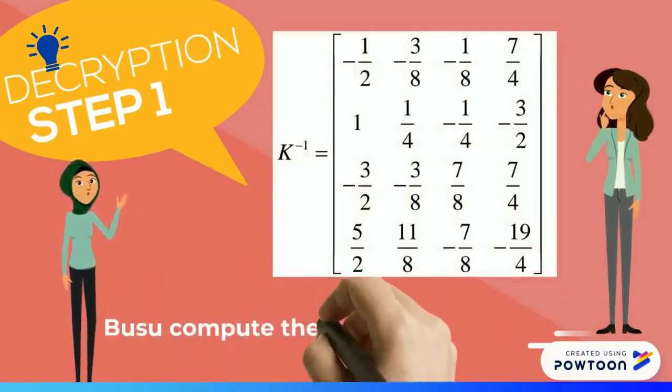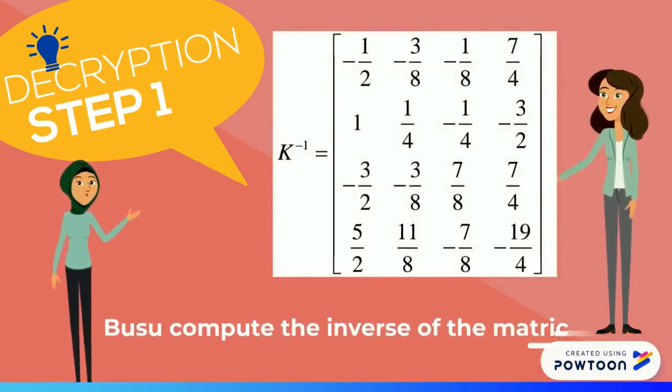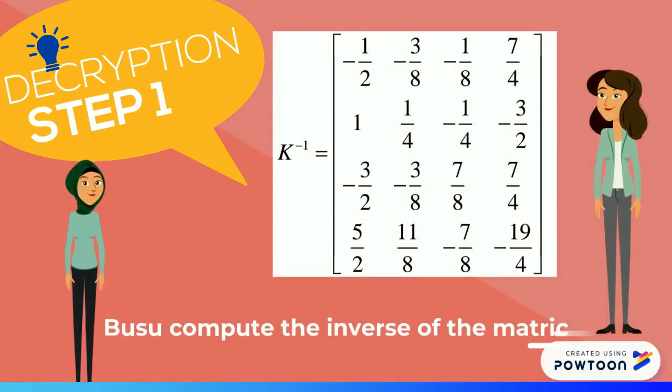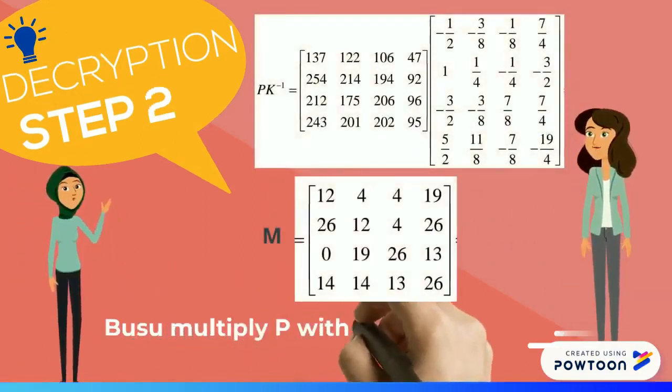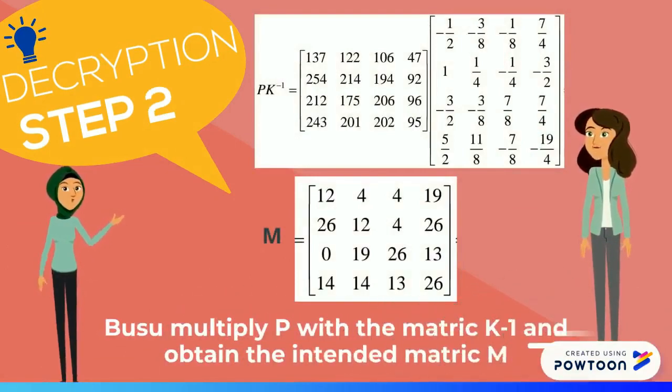The decryption step is done by Busu, the receiver of the message. Busu computes the inverse of the matrix K using ERO or the adjoint method. Next, Busu multiplies P with matrix K inverse and obtains the intended matrix M.